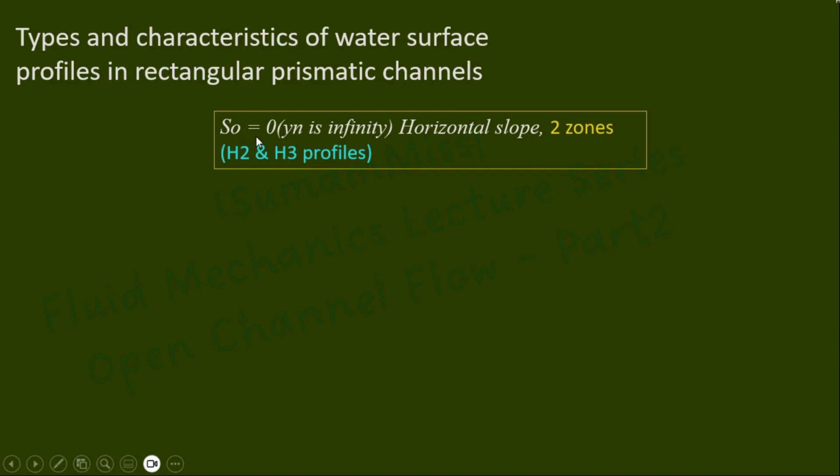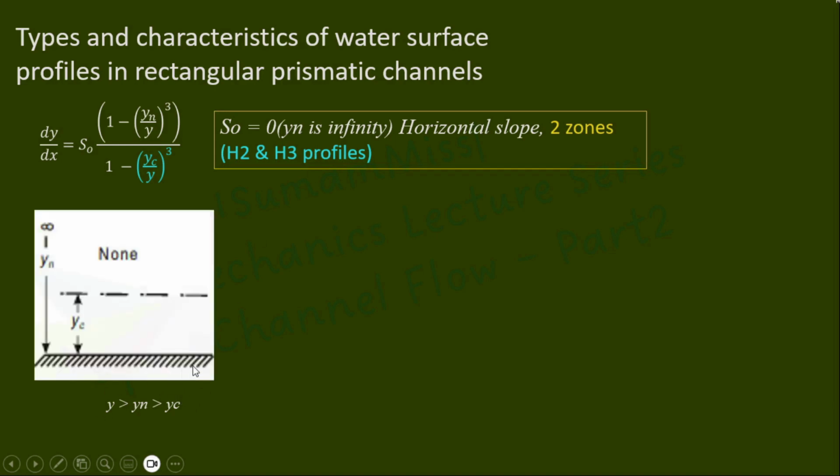Since yn is infinity, zone 1 is absent. Only zone 2 and zone 3 are available. That means for horizontal slopes, H2 and H3 profiles are available. The first case is y higher than yn and yc. Since yn is infinity, this condition cannot be satisfied. That means H1 is totally absent.